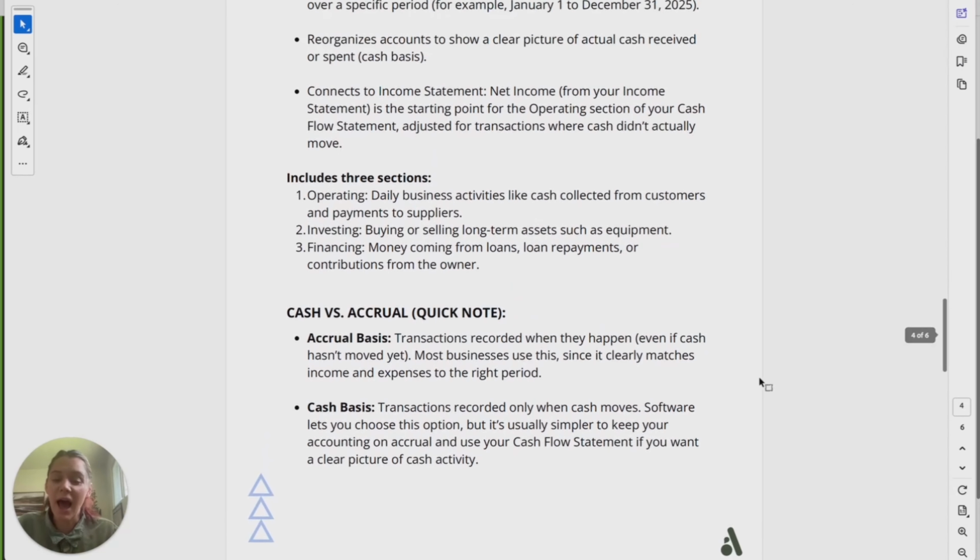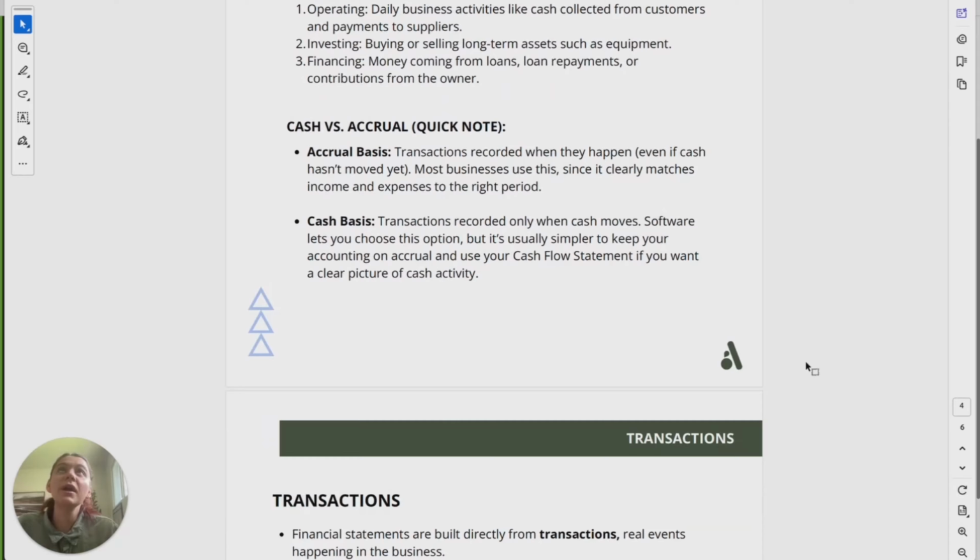The next thing I wanted to touch on is cash versus accrual. You might notice that in these accounting softwares that we can use today, there's sometimes an option to turn it on or off to accrual. And what that essentially means is that if you turn on accrual, your transactions are being recorded when they happen. So it doesn't take into account if the cash has moved hands. It only takes into account if the event has happened. So that example of selling something but not collecting the cash yet.